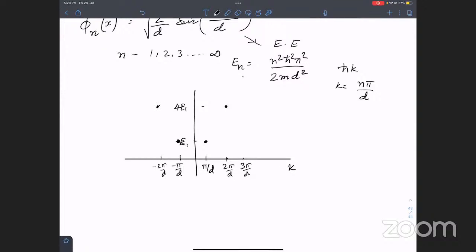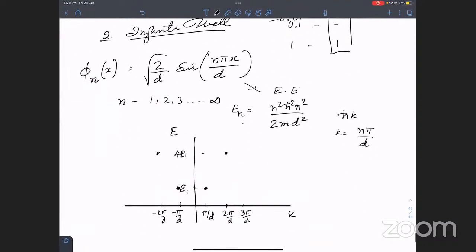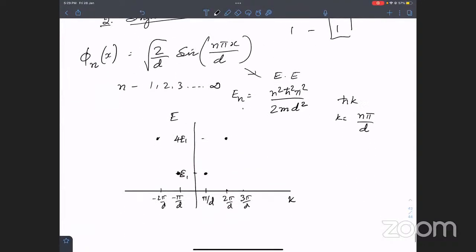It's also looking parabolic in a way, but it's not a continuous curve, right? So now if your d is quite large, then these will come very close and then it will start looking like a parabola. But otherwise, they're distinct states. So this is your E-k diagram for an infinite potential well. And these are the solutions. And now I'll tell you some very strange properties of this solution.